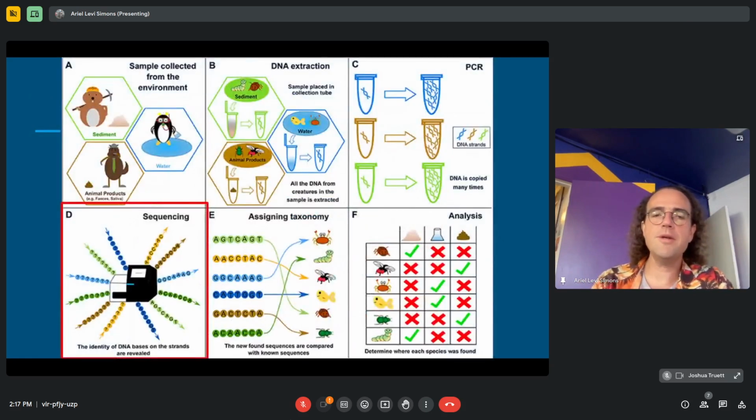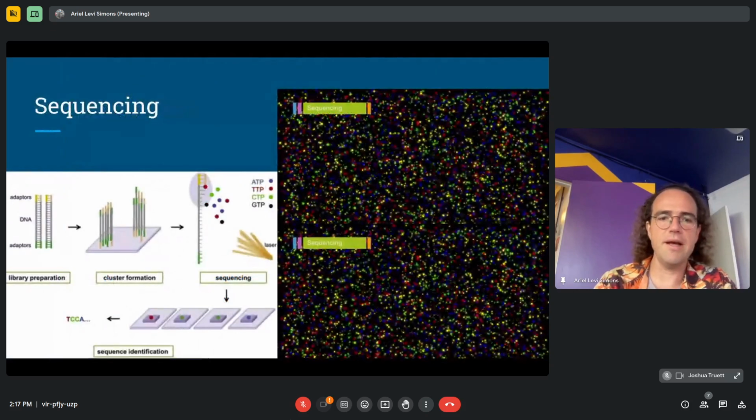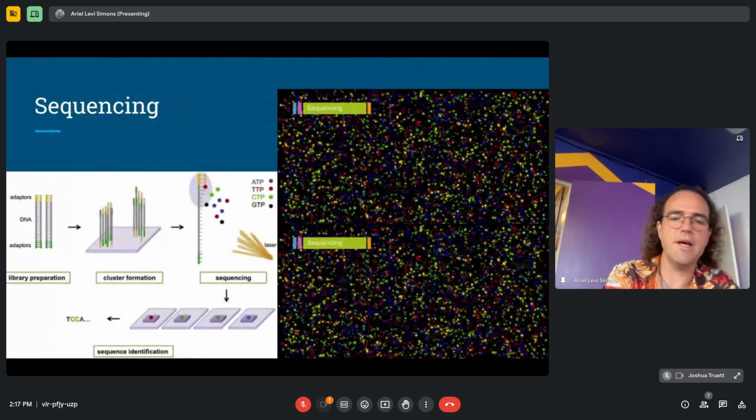Then you can run it through the sequencer, and there are different ways of sequencing, by the way. But the one I'm going to talk about, that we use a lot, and it's still the workhorse of a lot of sequencing, is sort of how this works.